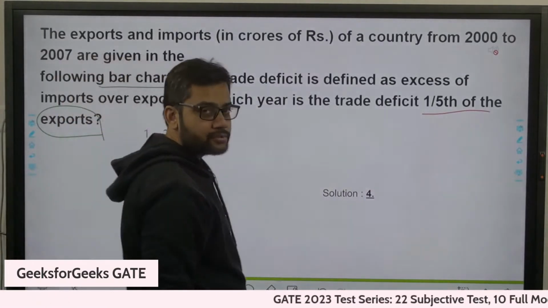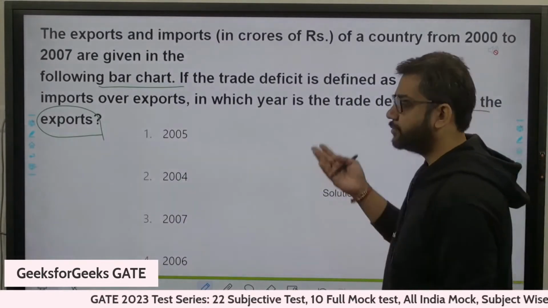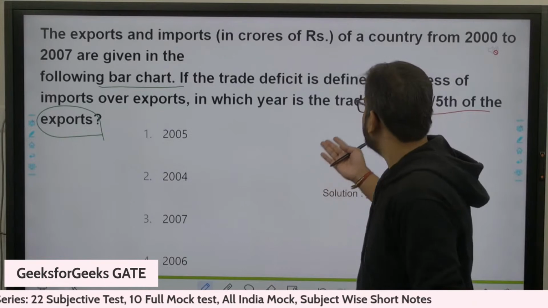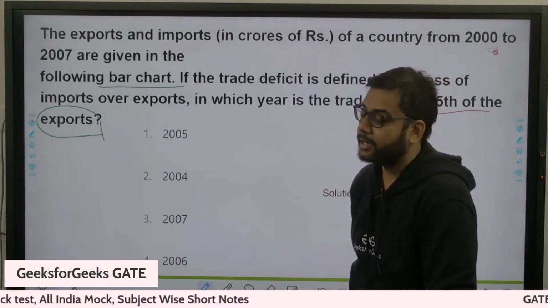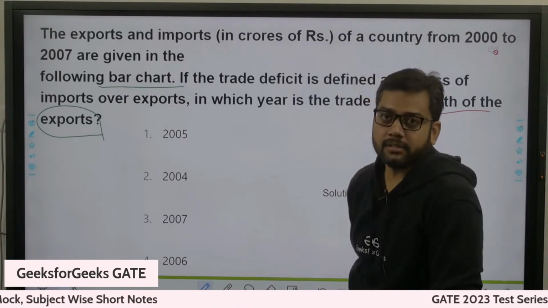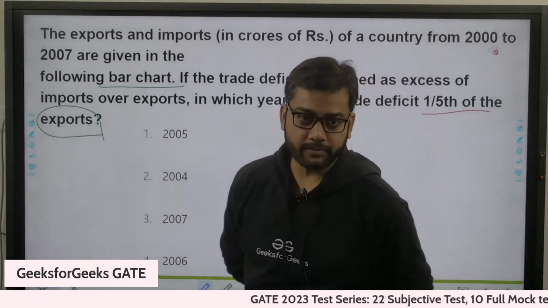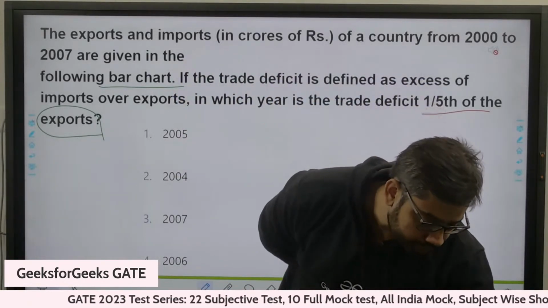Now, once you see this question, if I'm also learning this question, it seems like I don't know what kind of financial question they have asked. I have no idea what is the trade deficit, what is the export, what is the import. So most students think this is a finance question, and I haven't remembered the formula for the finance question. So I'm going to leave this part.